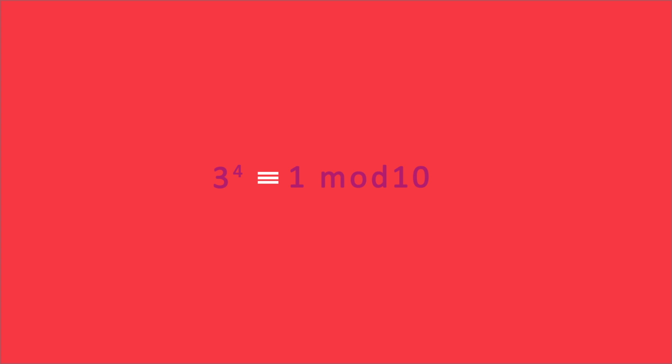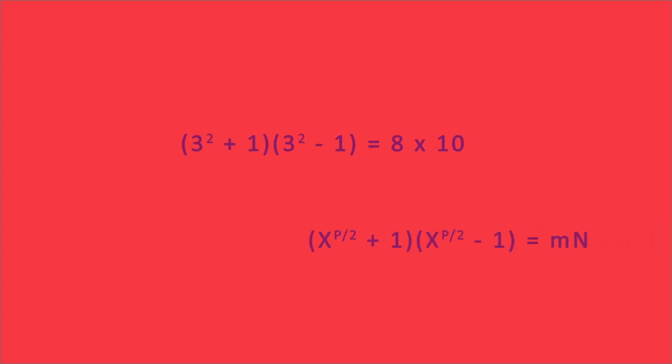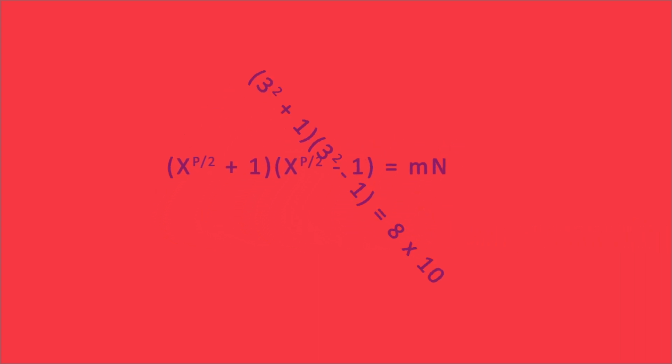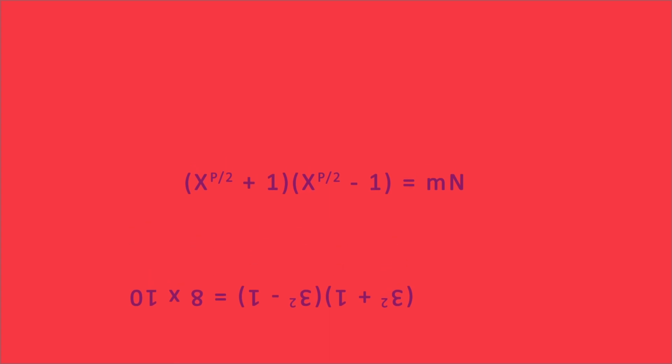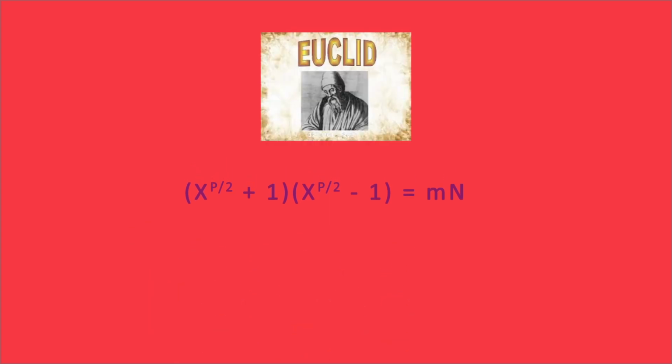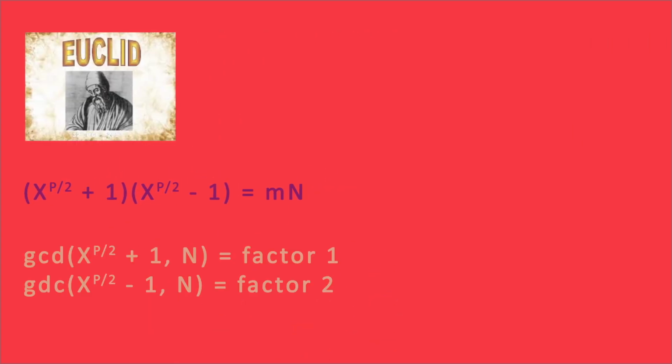After some rearranging, it's easy to see that (3^2 + 1) times (3^2 - 1) is a multiple of 10. Thus for a guess x and the number n, (x^(p/2) + 1) times (x^(p/2) - 1) is a multiple of n. Now we can easily find the factors using Euclid's division algorithm.